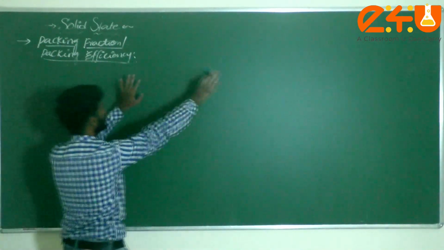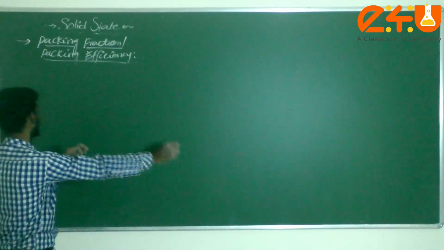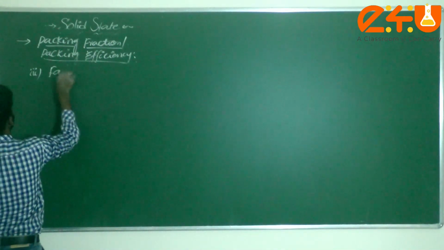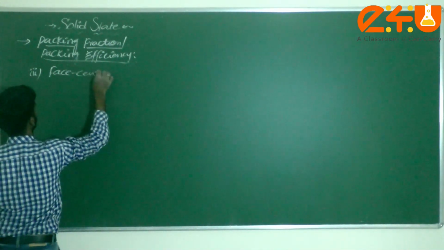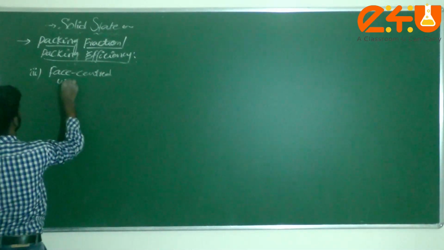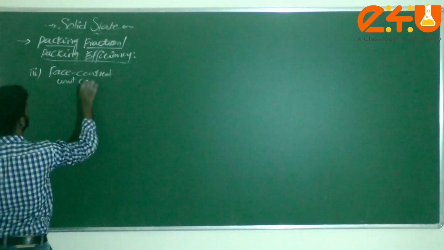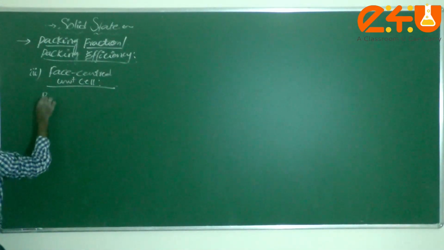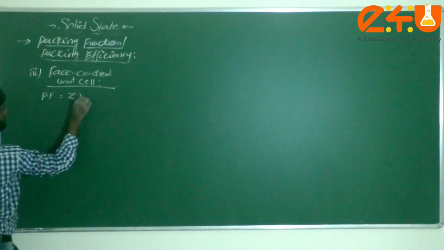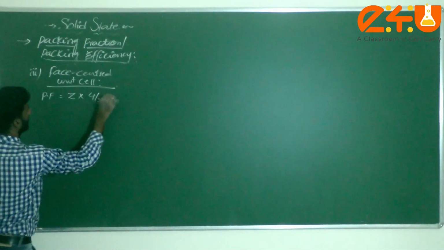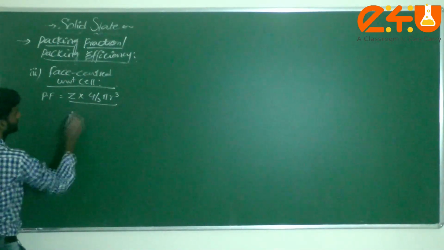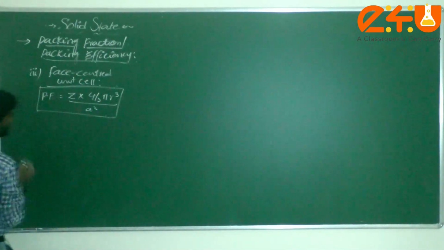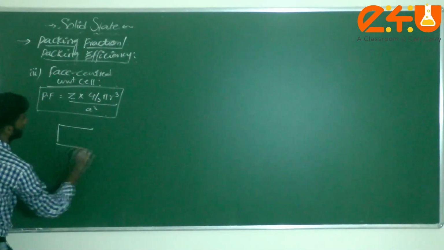Okay, dear students, so far we discussed the packing fraction of two unit cells, and the third one comes under the face centered unit cell. Now I am writing the same formula here: packing fraction is equal to Z into 4/3 pi r cube divided by a cube. Am I correct?